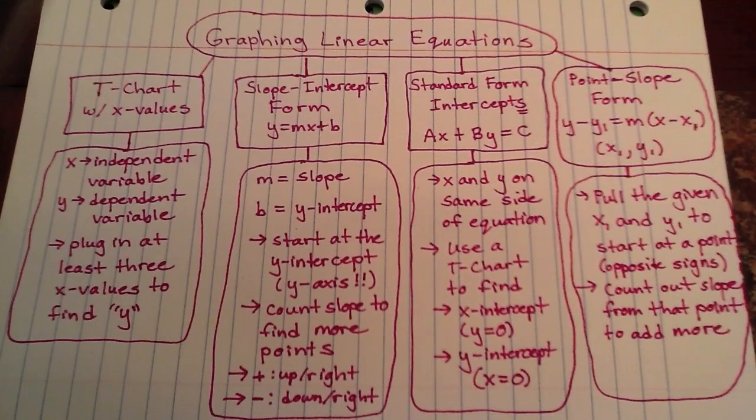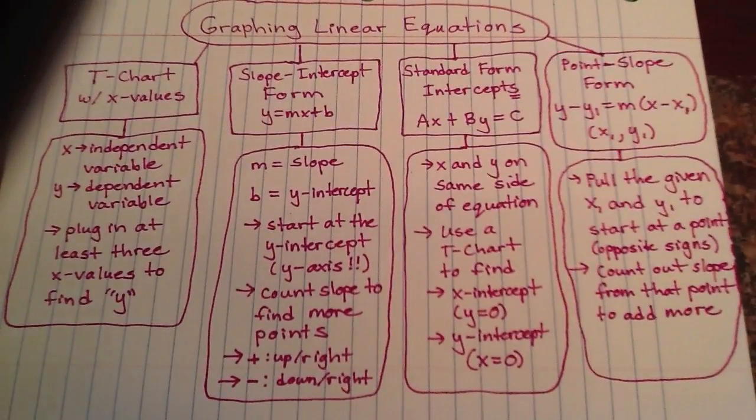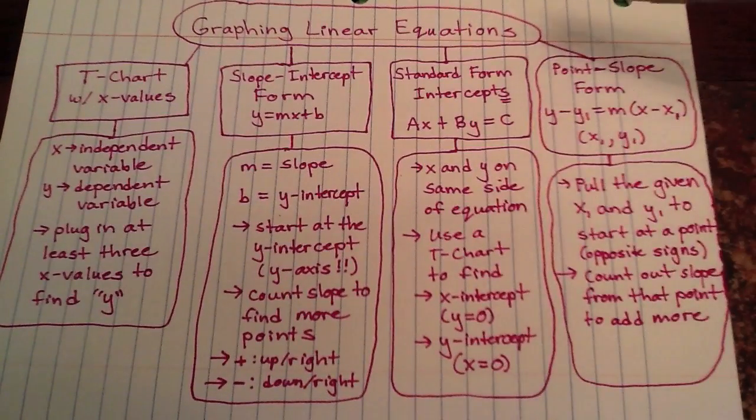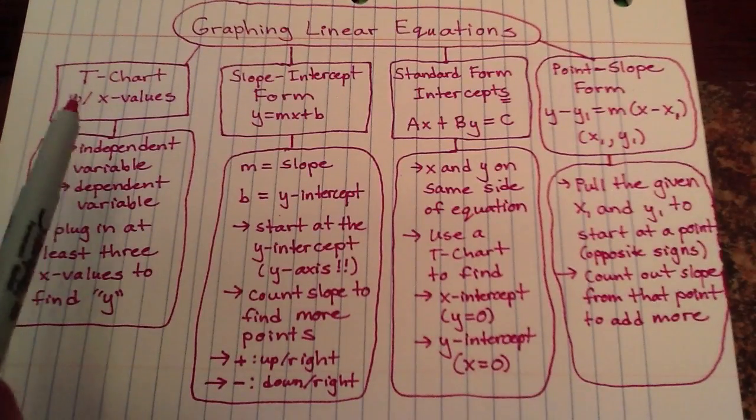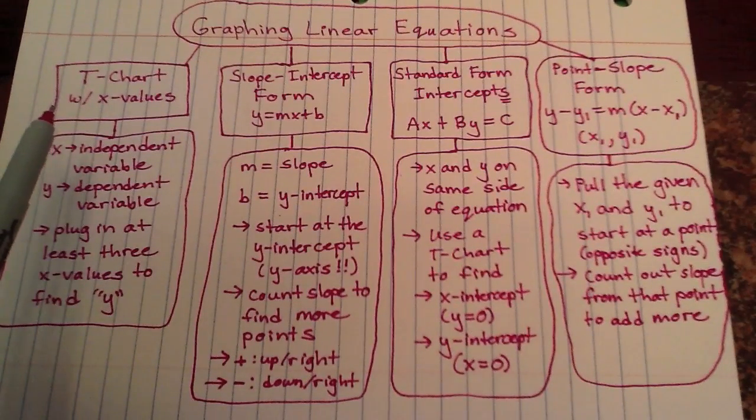And you can use this to help you study and also make sure you're clear on all 4 of these. When we're talking about graphing linear equations, there are 4 different ways that you can graph them. First way is what we learned in chapter 4 and what you used a lot last year, t-chart. And it's with your x values. So x is your independent variable, y is your dependent variable. It depends on what you plug in for x. Plug in at least 3 x values to find the y's.